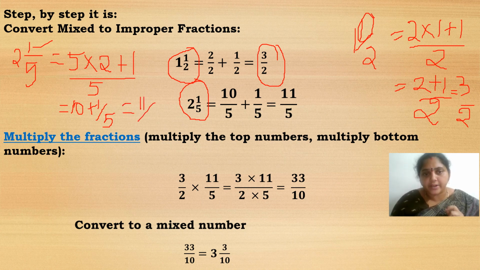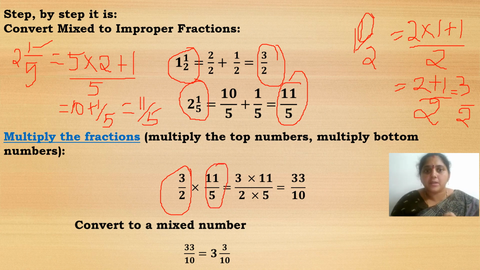We have converted into improper fractions. So our fractions are 3/2 and 11/5. Now multiplying these two numbers, what you are going to do now? Multiply these two fractions. What are our fractions? 3/2 into 11/5. When you are multiplying 3 into 11, you will be getting 33, and 2 into 5, when you are multiplying, you are getting 10. Now we got our fraction.